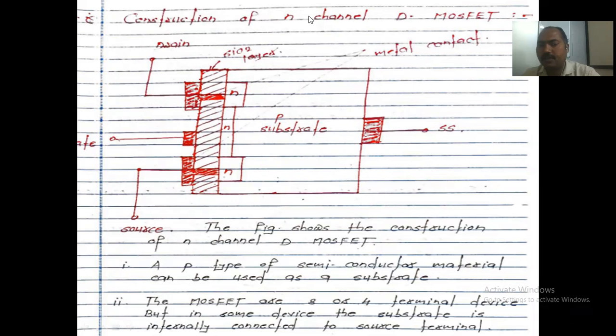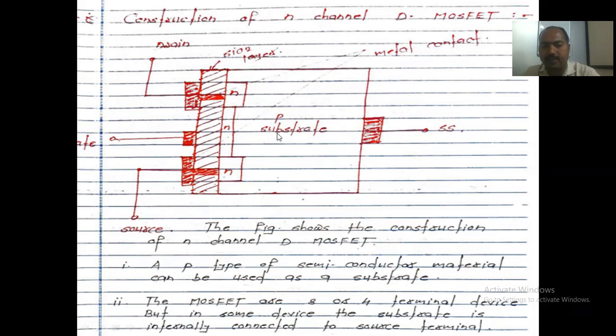Where is the channel? Does this substrate act as a channel? Please tell me. Where is the channel for this? I have already told you about the channel. See, P indicates the substrate area. This should not act as a channel. Channel indicates the path used for current conduction from your source to the drain terminal.